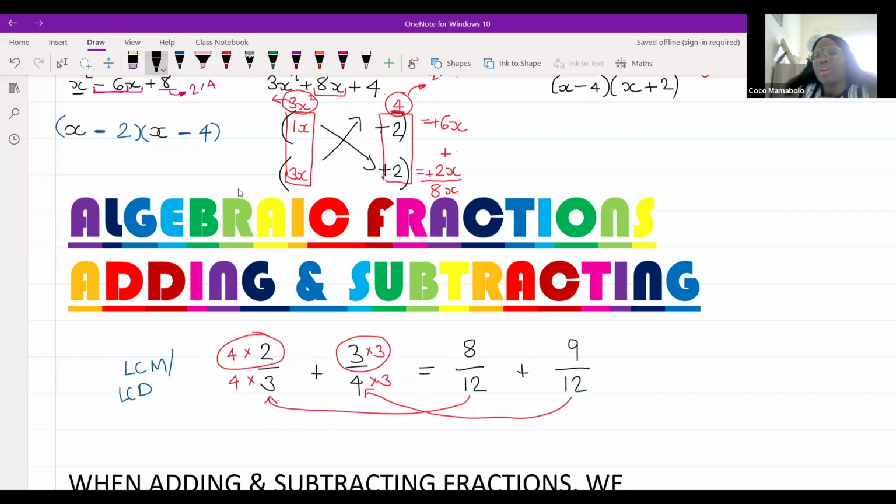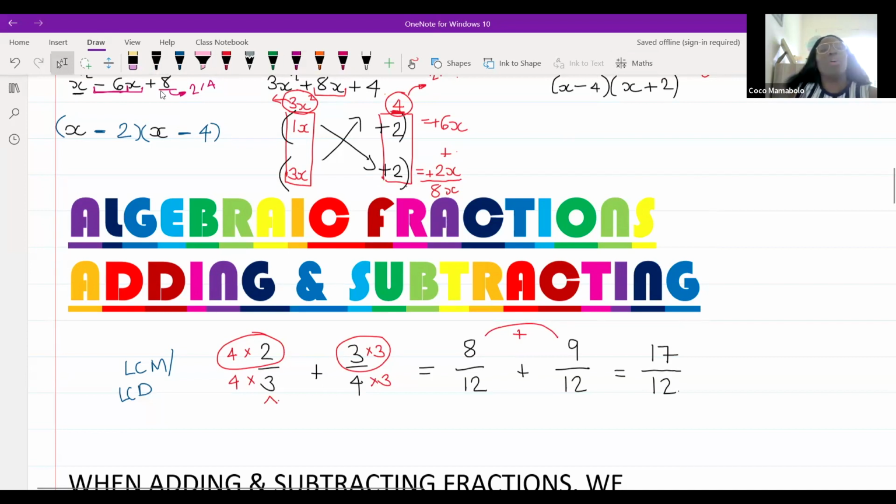Okay, now that both of my fractions have the same denominator, I'm going to keep my denominator the same. I'm going to leave it as 12. And then I'm just going to take the top and add 8 plus 9, which will give us 17. And that is the final answer.